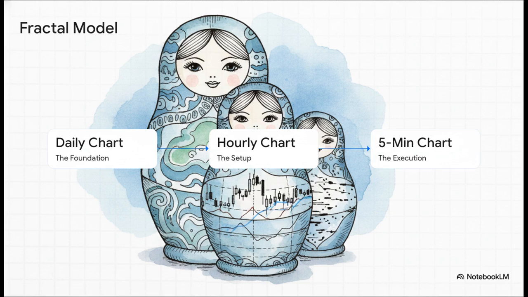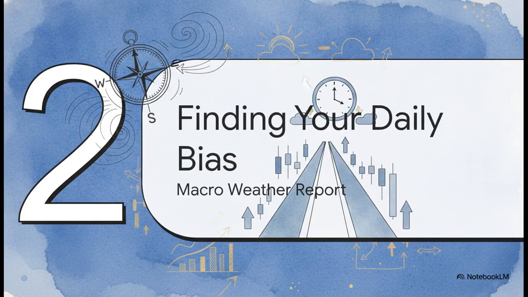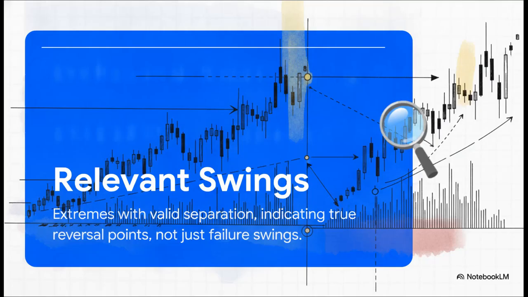You really can't properly evaluate a US Open entry on the 5-minute chart unless those hourly and daily dolls are perfectly aligned first. Moving on to Section 2, finding your daily bias. Let's just slow the pace down a little bit here, because this is the absolute bedrock of everything we're going to do. Before 9:30 a.m. even rolls around, you absolutely need a one-sided bias.